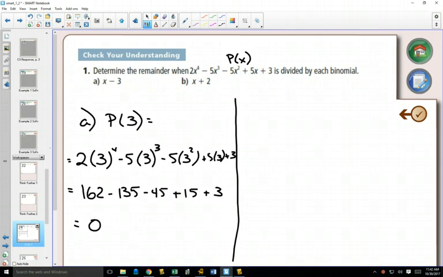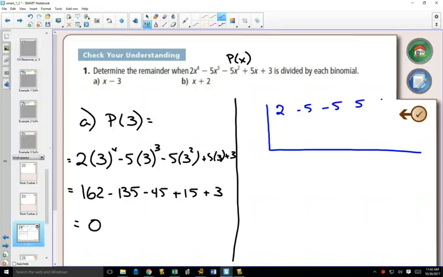Synthetic division. What would our synthetic division look like in this case? So I'll do that in blue. We would write 2, negative 5, negative 5, 5, 3. We notice that they are in the right order and nothing is missing. So that's important. We would put a positive 3 outside here, bring our first number down, multiply, add, multiply, add, multiply, add, multiply. And we get a remainder of 0 as well.